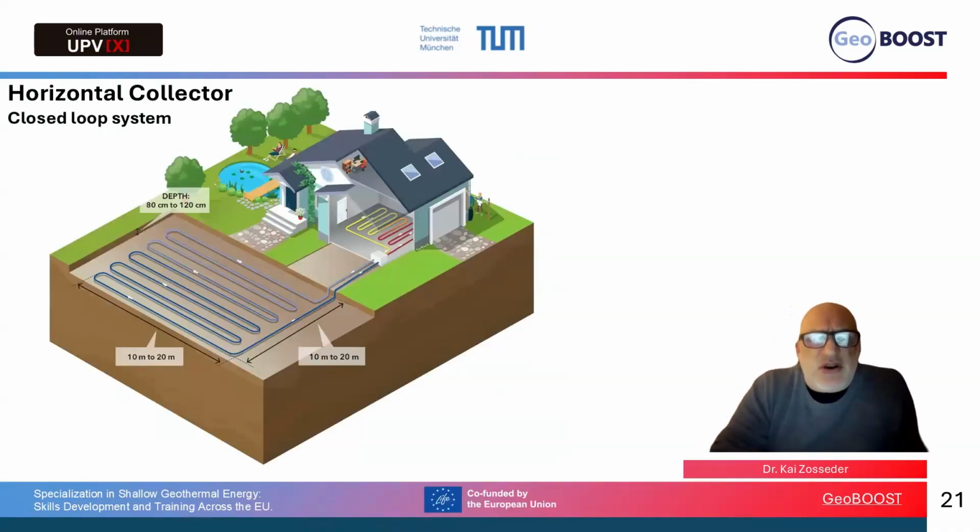Here you see such a horizontal collector. It is implemented quite shallow in the underground. So we also call it very shallow geothermal, because it's just a few meters in the underground where we implement such horizontal collectors, as you see here, at a very low depth. This can vary quite a lot because we have several systems available.